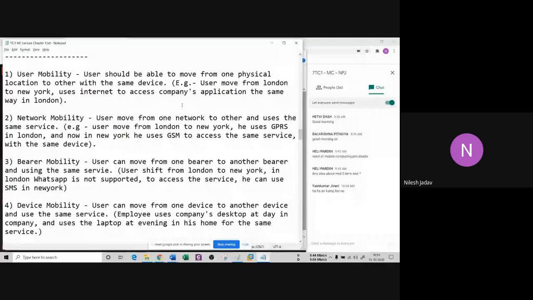The third mobility is bearer mobility. What do you mean by bearer? Bearer is a restriction. So if you are in North Korea, I guess, you cannot use any kind of internet, so people are going to use an alternative network, such as their own network. So bearer mobility is: a user can move from one bearer to another bearer and use the same service.